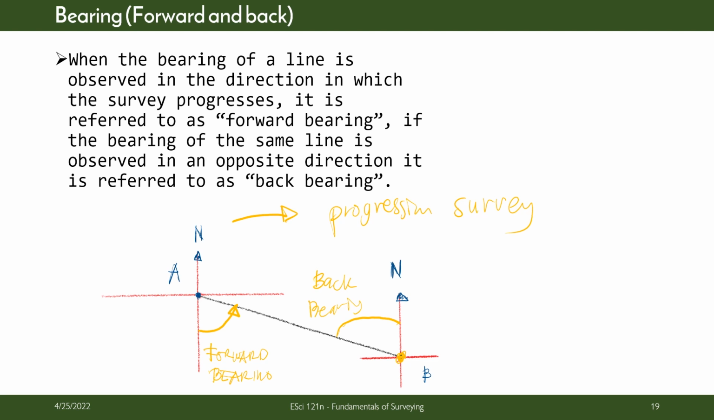Therefore, the only difference is if your forward bearing, let's say the forward bearing of line AB is, for this example, theta. So this is south theta east. So the back bearing of line AB is simply north theta west, opposite in direction.